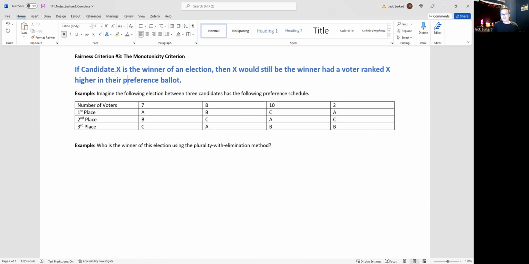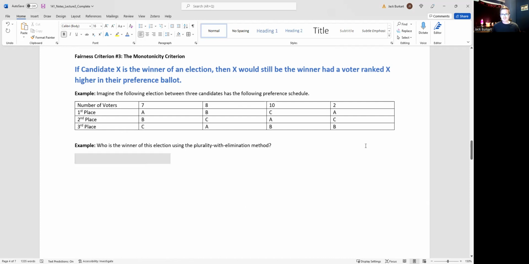All right, so what I'd like to do is study 2 different examples. In this first example, we have an election between 3 candidates with the following preference schedule. And what I'd like you to do is figure out the winner of this election using plurality with elimination. Again, you can pause and figure this out. I'll unveil the answer.